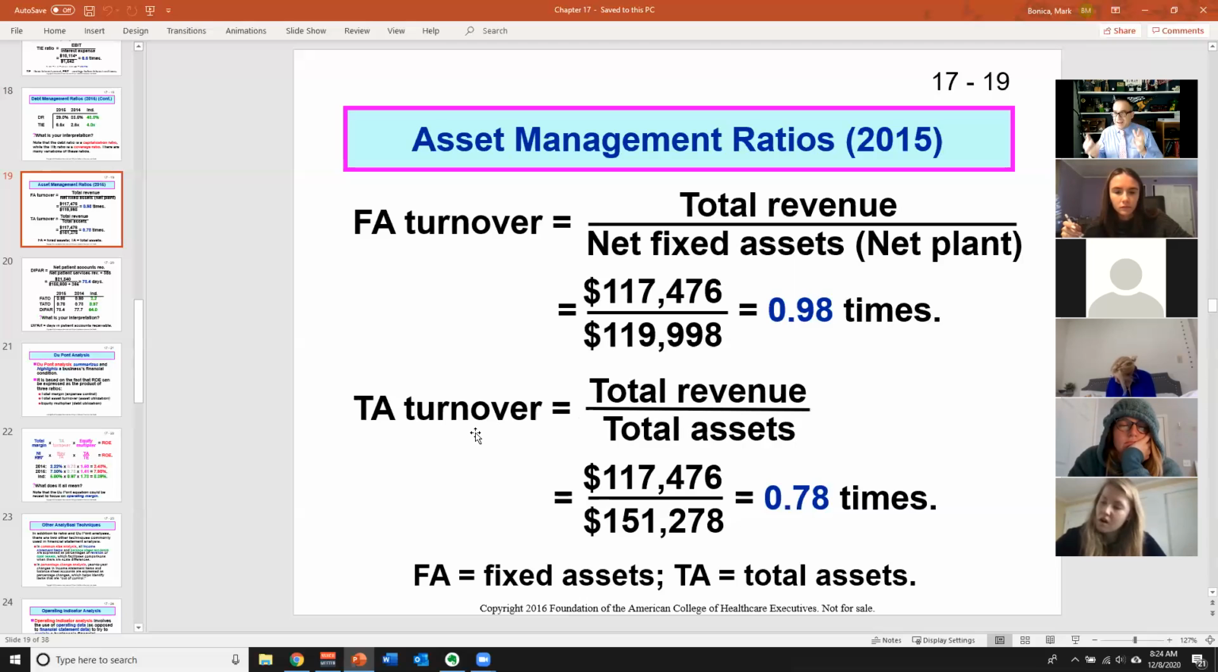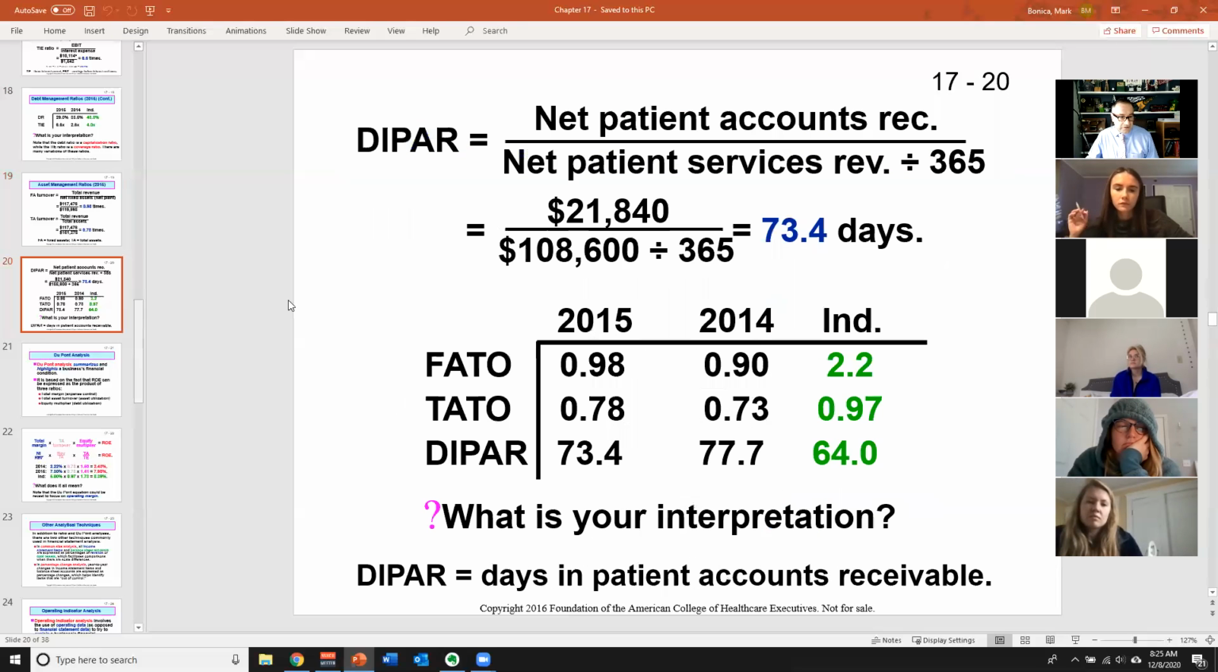So they're both asking the same question, how well are you, management, doing at generating revenue with the stuff we have given you, but with fixed asset turnover, the stuff is more narrowly defined. And then with total asset turnover, it's just everything. And they both tell you a slightly different story. It just kind of depends on your organization which one of these is more appropriate, more important to look at. So let's see here.